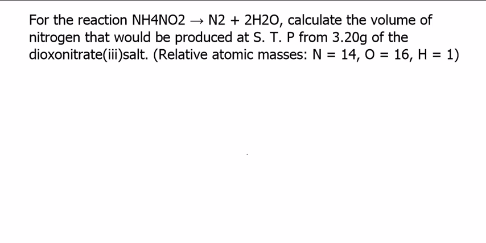For the reaction NH4NO2 gives N2 plus 2H2O, calculate the volume of nitrogen that will be produced at STP from 3.20 gram of the dioxonitrate 3 salt. Relative atomic masses: nitrogen is 14, oxygen 16, and hydrogen 1. Solution.